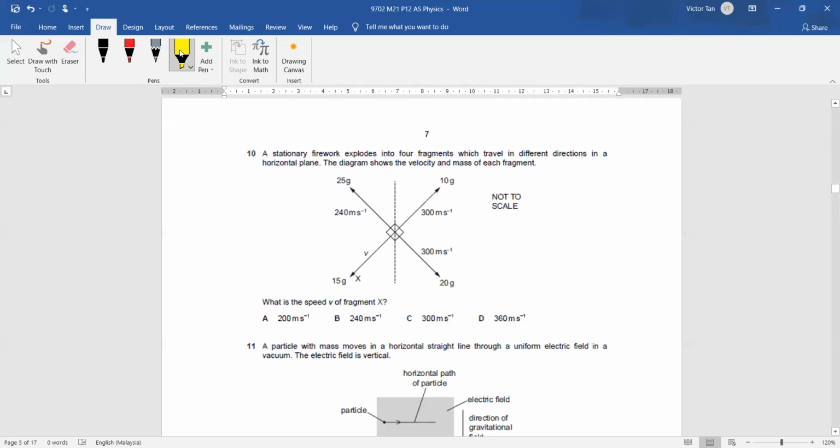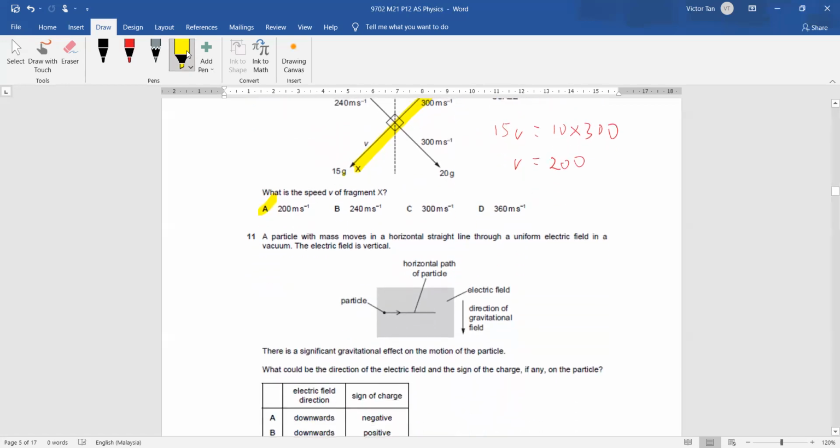A stationary firework explodes into 4 fragments, which travel in different directions in a horizontal plane. The diagram shows the velocity and mass of each fragment. What is the speed v of fragment x? So all of them are perpendicular, so you just consider this direction. So 15v equals 10 times 300. So v will be 120 times 10 to 100. So the answer is A.